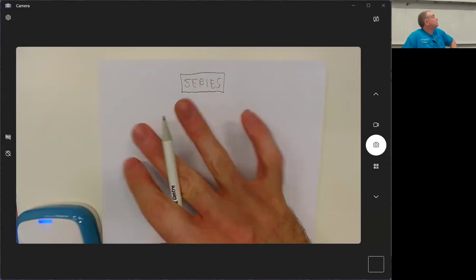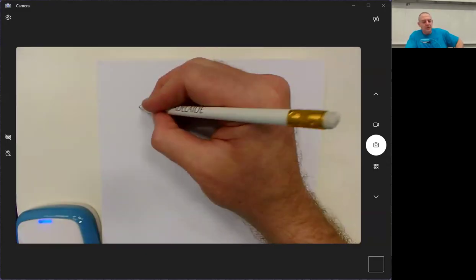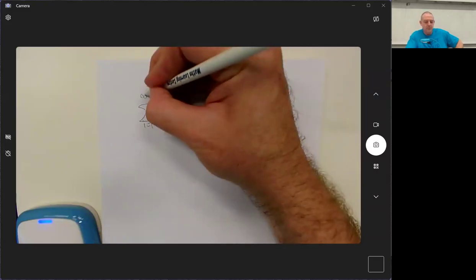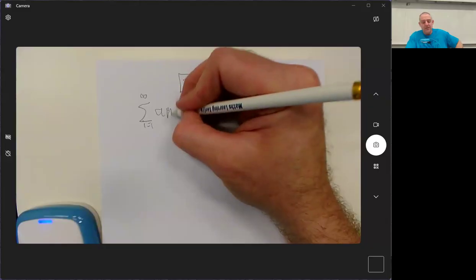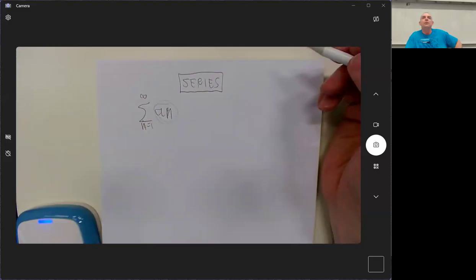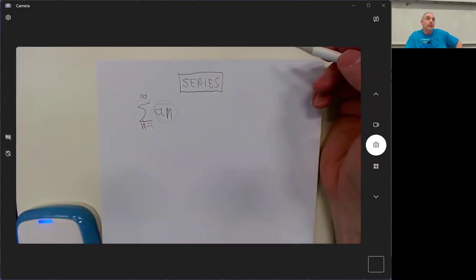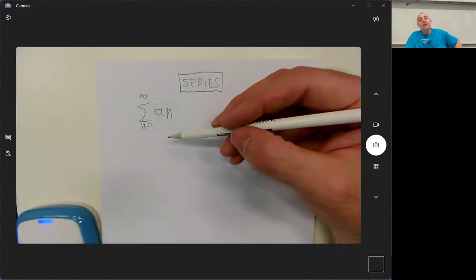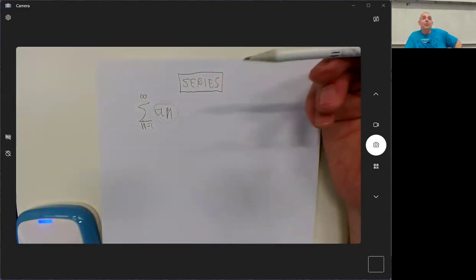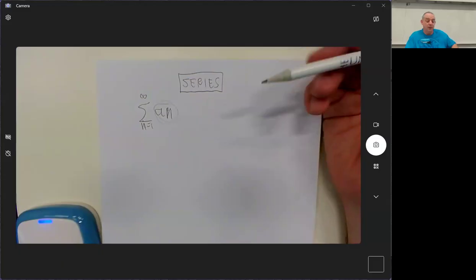So series are things that look like this, something like that, maybe with an n. Doesn't really matter what the letter is. And this could be any formula that involves n or doesn't. And the big question of series is whether they converge. And converge means that if you keep doing the running total and keep adding on more and more terms, that running total approaches a limit. That's what it means to converge.